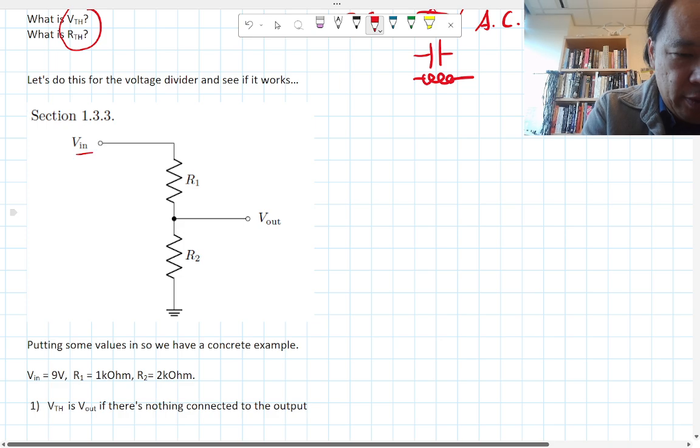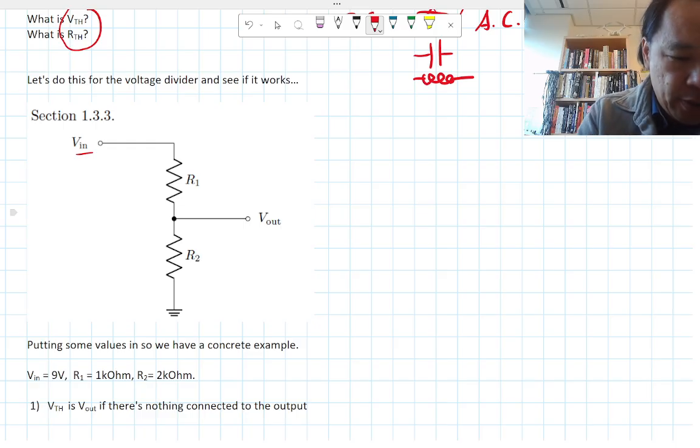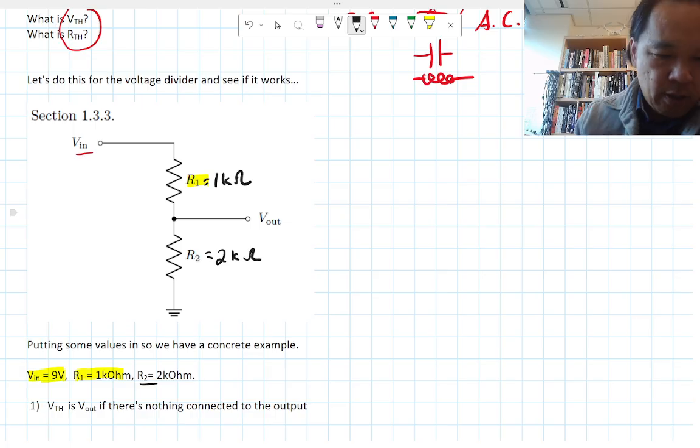So you have a voltage divider, you have a voltage source, resistor 1, resistor 2, and these could be different values. Okay, and what I'm going to do is make the input voltage 9 volts. The resistor 1 here, 1 kilo ohm, in fact, I'll just write it up here, 1,000 ohms. And then down here, resistor 2 is going to be 2 kilo ohms.